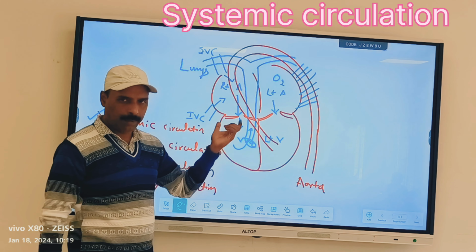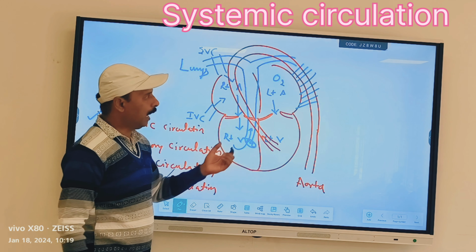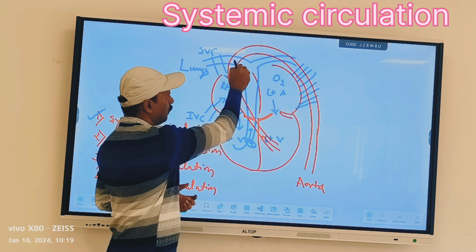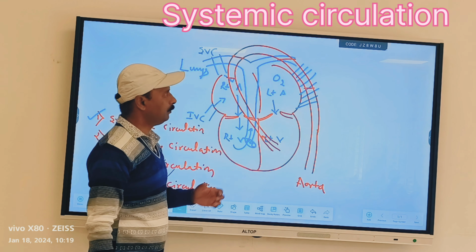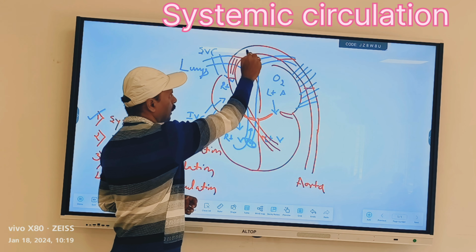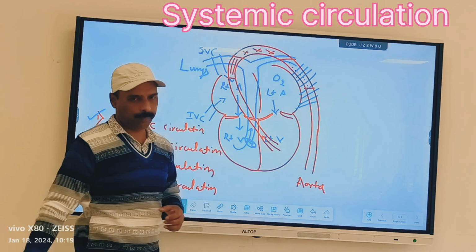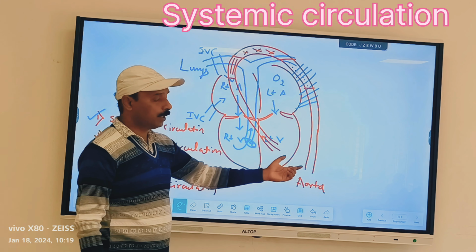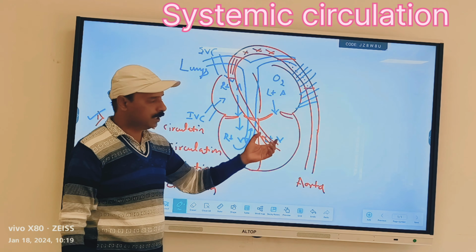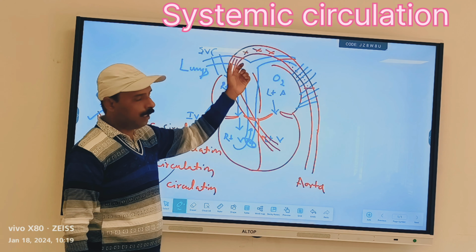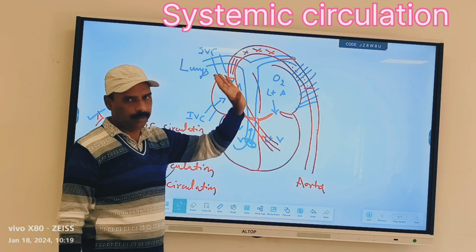Blood from the left ventricle is pumped into the aorta, and the aorta has parts: the ascending aorta, the arch of aorta, and the descending aorta. This part we call ascending, this the arch, and this the descending. So there are three parts of the aorta. The aorta is the biggest artery of the body. The oxygenated blood is all pumped into the aorta, which has the ascending aorta, arch and descending aorta.